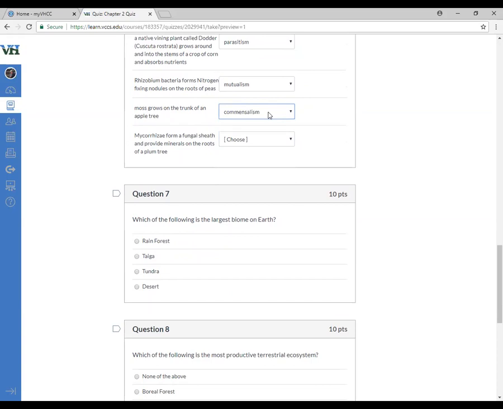One of them benefits, the moss benefits, gets the habitat. The apple tree doesn't really benefit. Mycorrhiza forms a fungal sheath, provides minerals. That's mutualism as well.